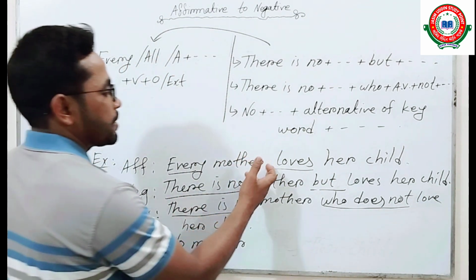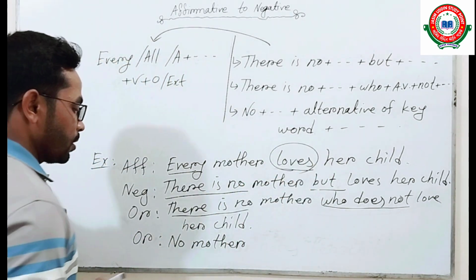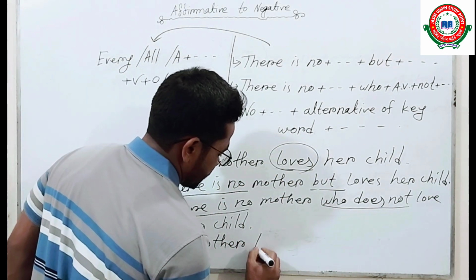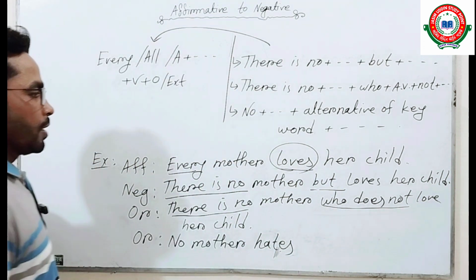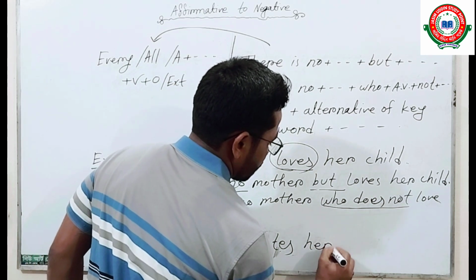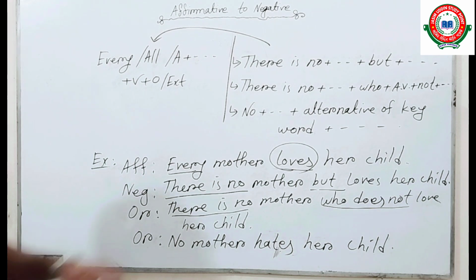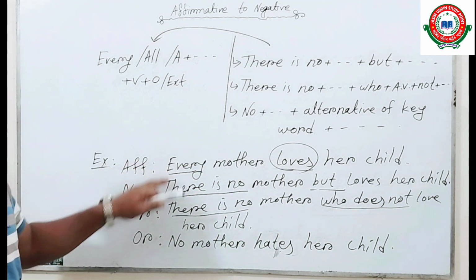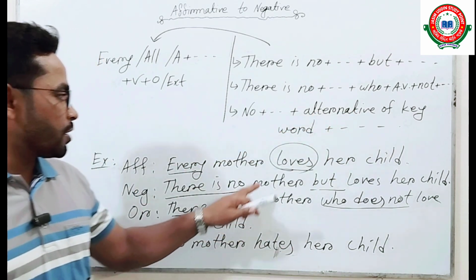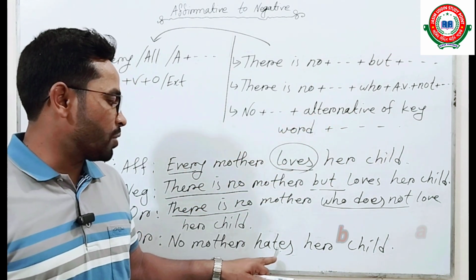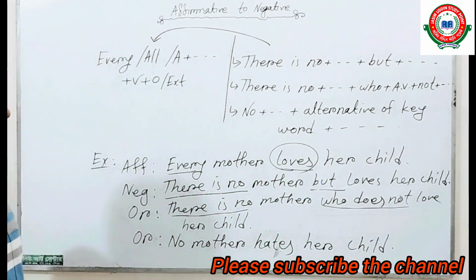My dear viewers, there is no adjective, there is no adverb, there is a verb. This is love. Its alternative or its antonym is hates. Then you have to use another word. That's enough for negative. My dear viewers, try to understand: no instead of every. After that, you have to use another word, mother. After that, you have to use the alternative of the keyword that means love. Its alternative or antonym is hates. After that, you have to use her child. That's enough for the negative sentence.